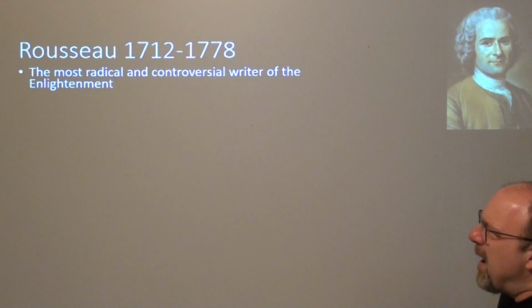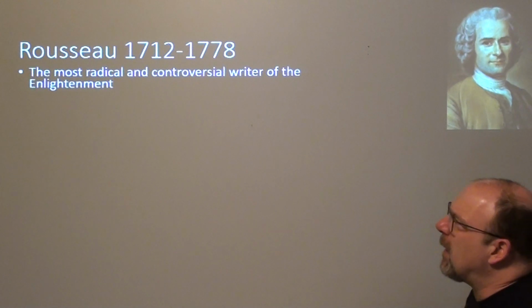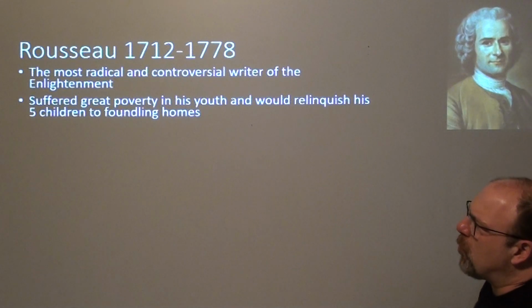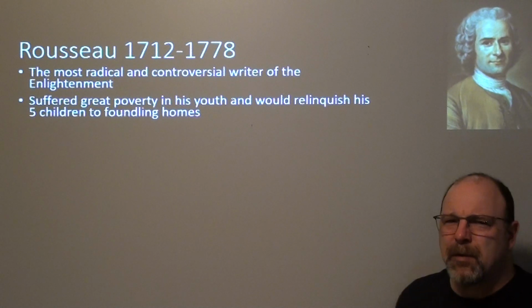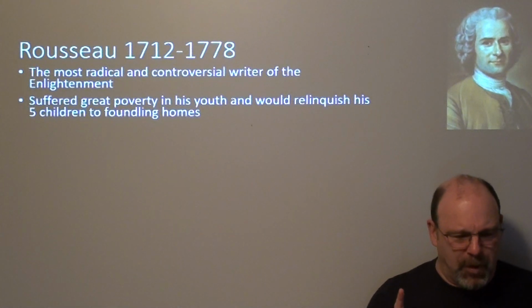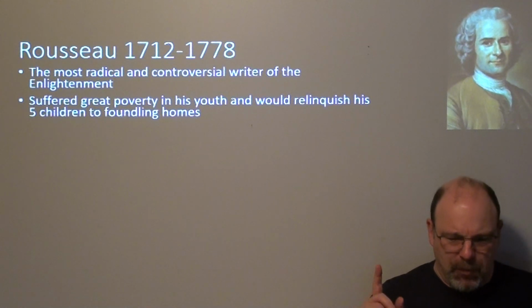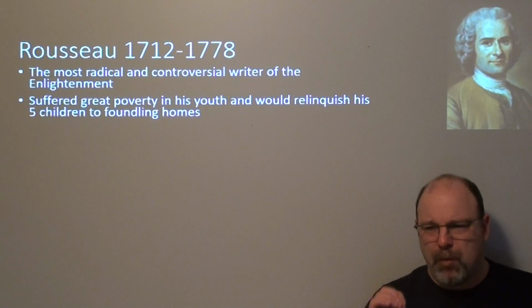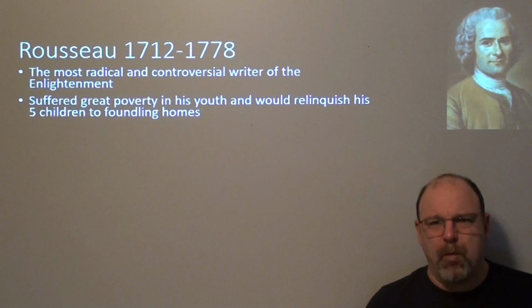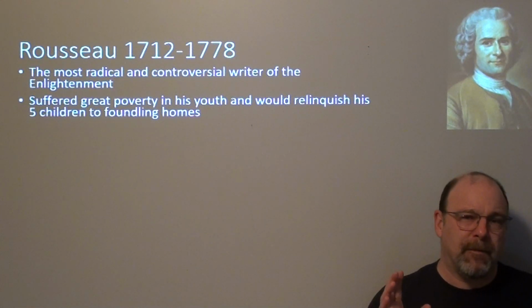Rousseau was the most radical and controversial writer of the Enlightenment. He suffered great poverty in his youth and would relinquish his 5 children to foundling homes. Okay, now we have to pause here for a second. Can you imagine the impact that would have had on him, that he at one point in his life was so poor that he had to give up his own children for adoption?